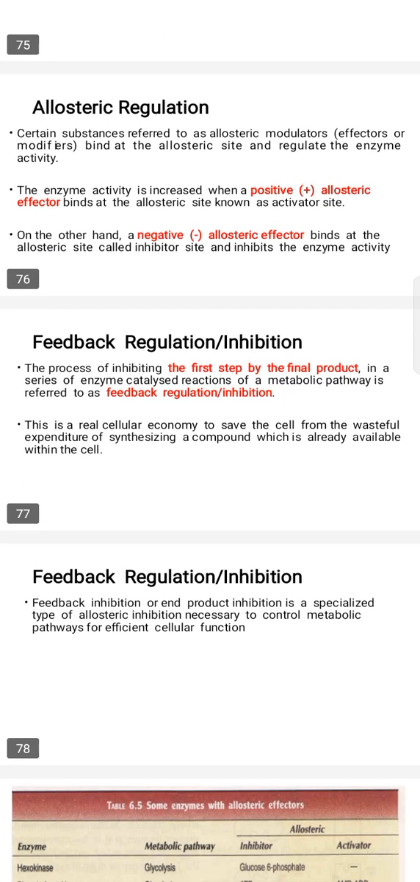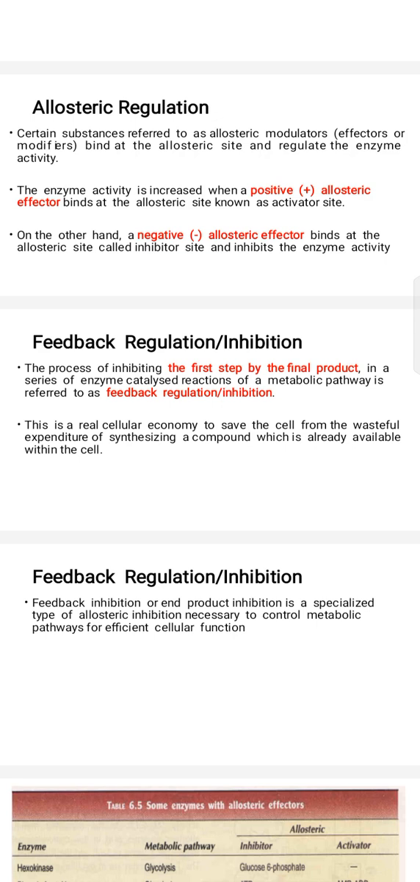So allosteric regulation: certain substances referred to as allosteric modulators (effectors or modifiers) bind at the allosteric site and regulate the enzyme activities. This is how allosteric regulation occurs. So we have some substances known as allosteric modulators or effectors. Those allosteric modulators bind at the allosteric site and regulate the enzyme activity. That's how allosteric regulation occurs.